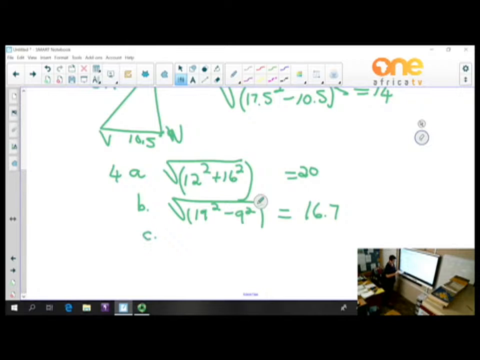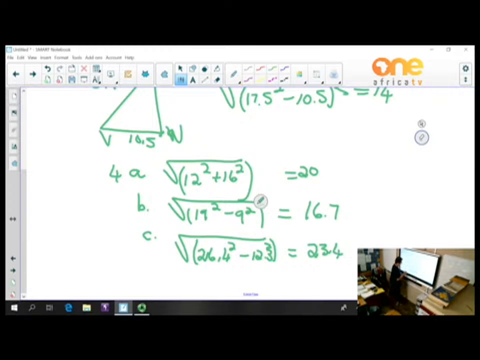Number C, are you going to add or subtract? I'm going to subtract. So it will be 26.4 squared minus 12.3 squared is equal to, okay, and we can do that one again then, square root of brackets 26.4 squared minus 12.3 squared, close, is equal to, and I have 23.4.